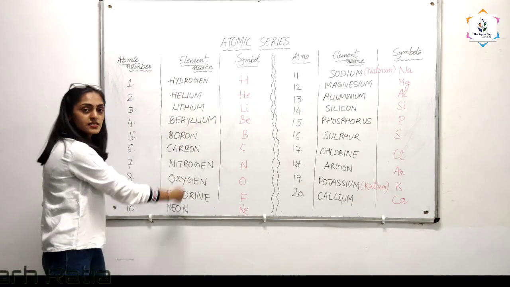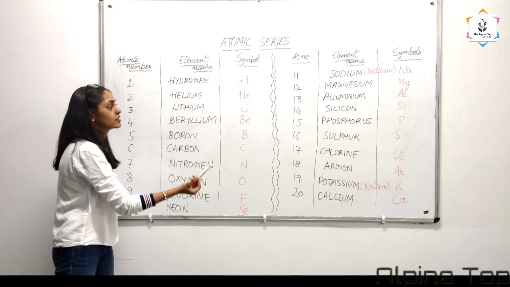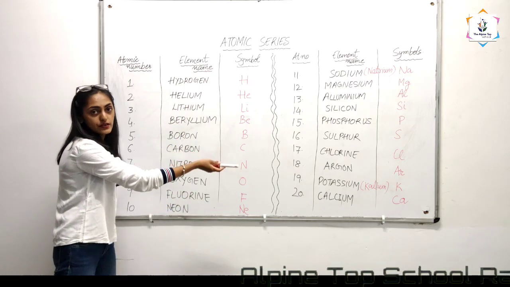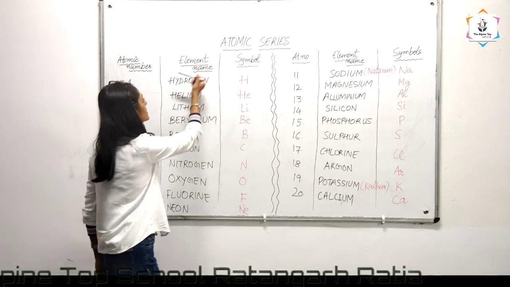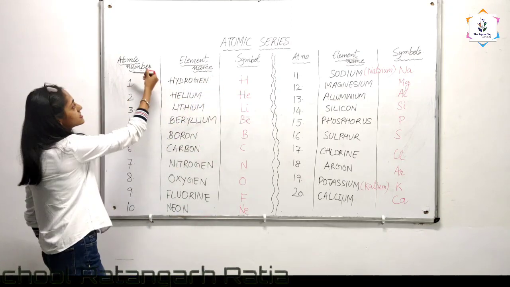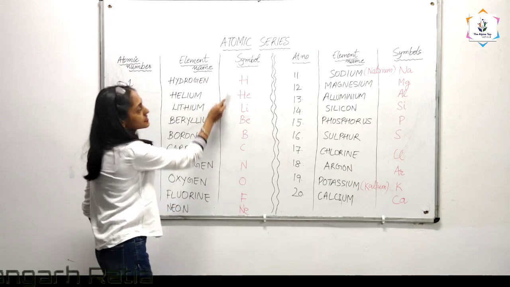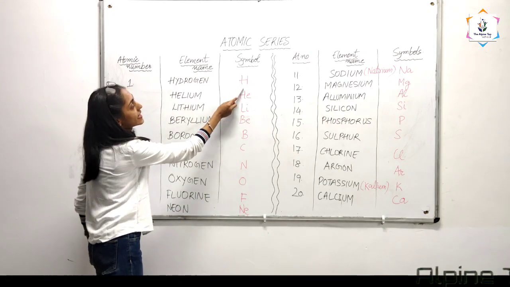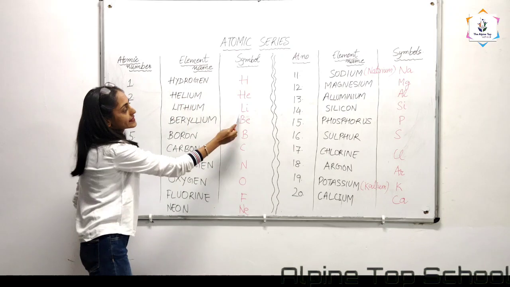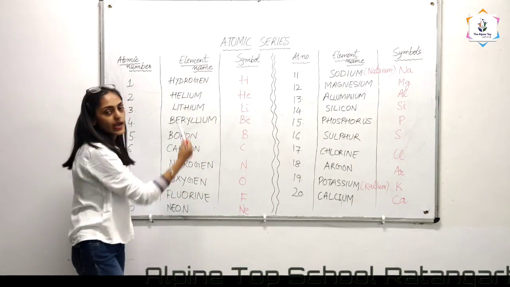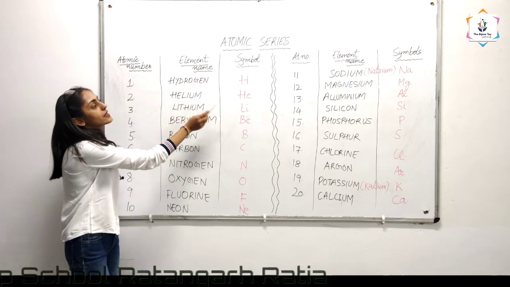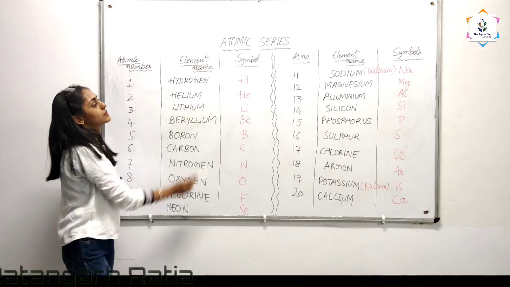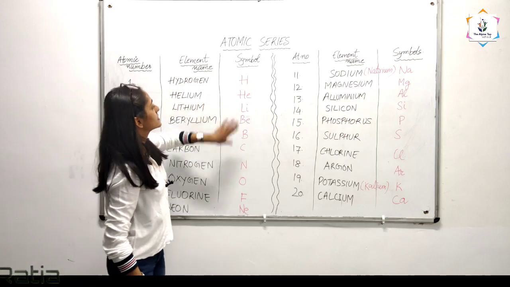So you have to learn this series in order. You cannot learn in between. Number 1 is hydrogen. These are the element names, this is the atomic number and this is the symbol. For example, H is the symbol for hydrogen and Li is the symbol for lithium, and like this for everyone. Number 1 is hydrogen and number 2 is helium. So these are the symbols.